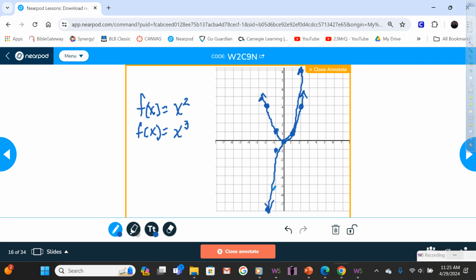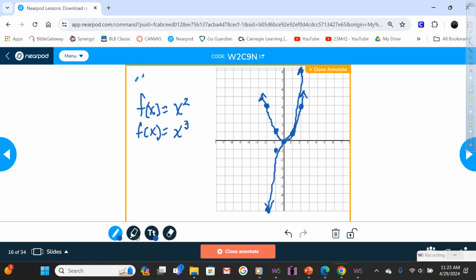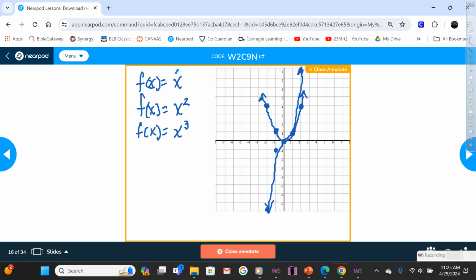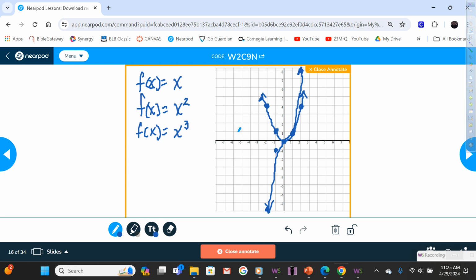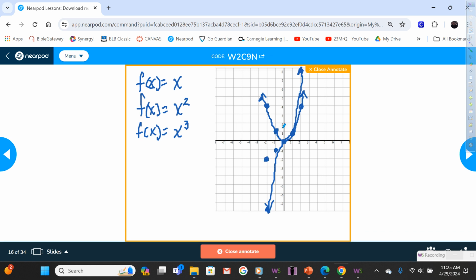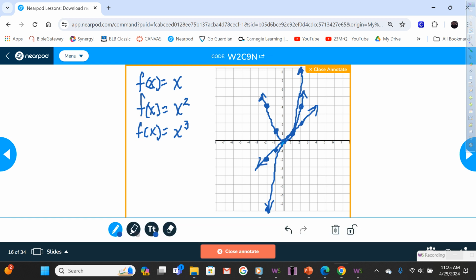Does that look familiar? Yes? Okay. Next, f of x equals x, what we started with, linear. So my 5 points are here. -2, -2, -1, -1, 0, 0, 1, 1, 2, 2, straight line, and so on and so forth.